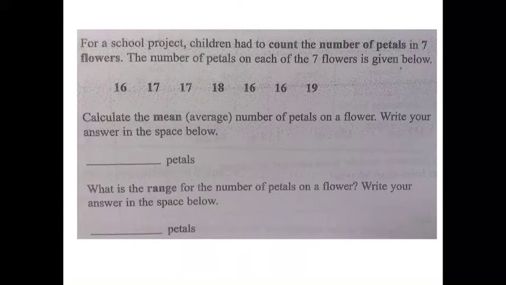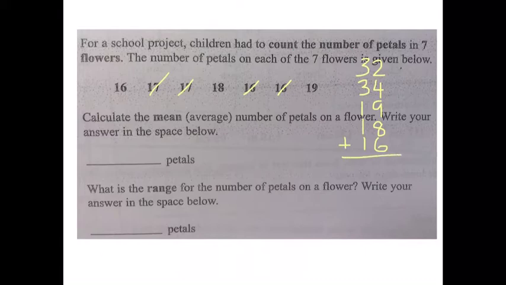So as we already talked about, to find the mean, our first step is to add all of the numbers. So we have to add 16, 17, 17, 18, 16, 16 and 19. So let's write ourselves a vertical sum to add up all of the numbers. Well, 16 and 16 is 32. 17 and 17 are 34. And I can add on 19, 18 and 16.